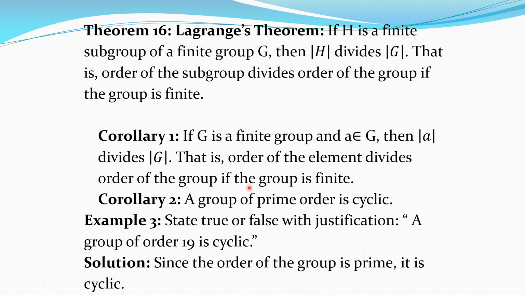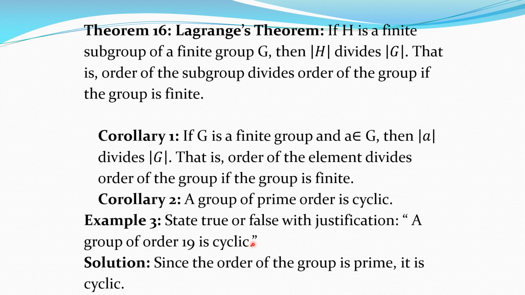Then second, a group of prime order is cyclic. So if you consider any group whose order is a prime number, then definitely that group is a cyclic group. For example, if we consider any group of order 11, then 11 is a prime number, so definitely that group is cyclic.